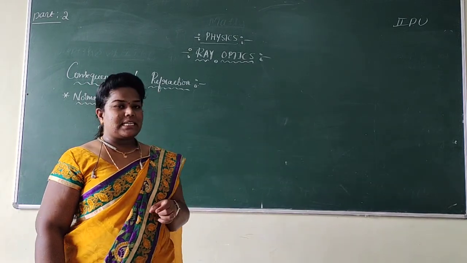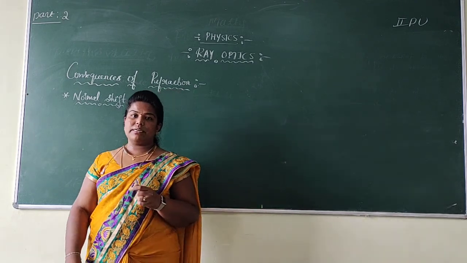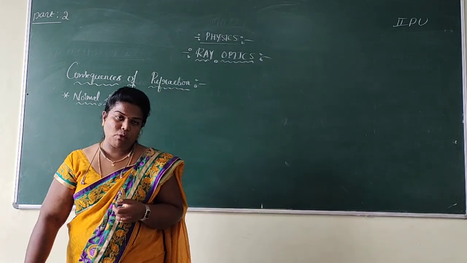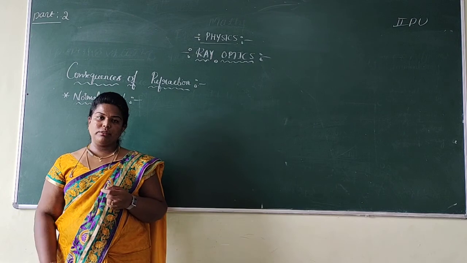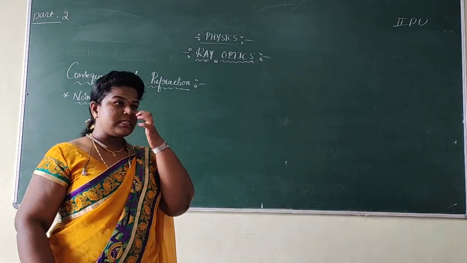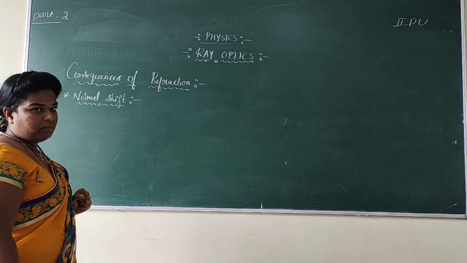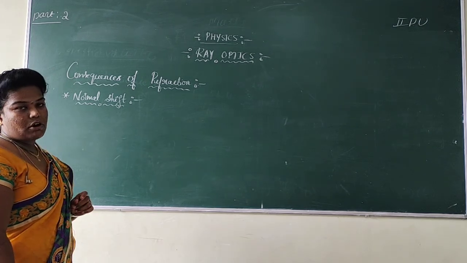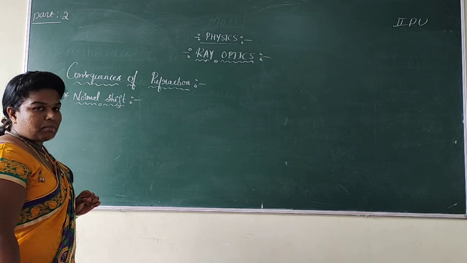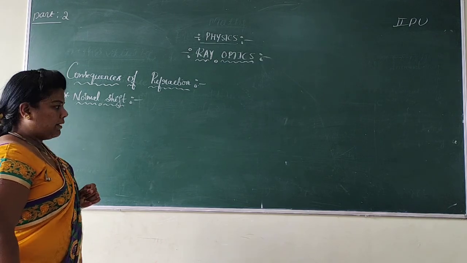And obviously, we cannot exactly measure the depth of the sea just by observing through the water. Why? Because it is again due to refraction. These are all the consequences that we are observing. So now let us first draw the diagram and also define what normal shift is and how this normal shift actually takes place.